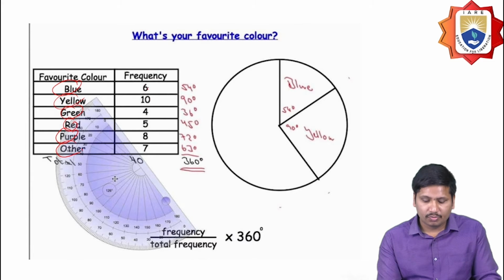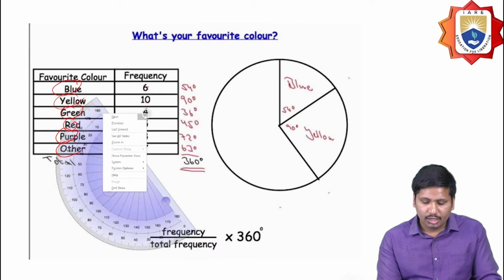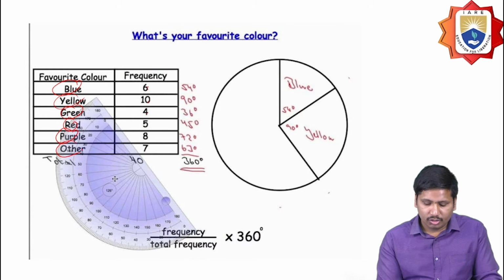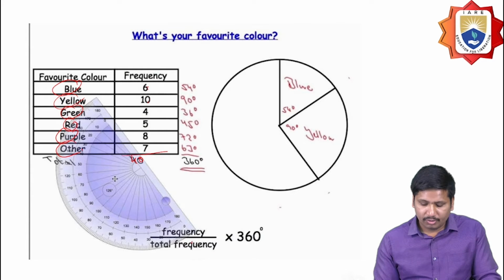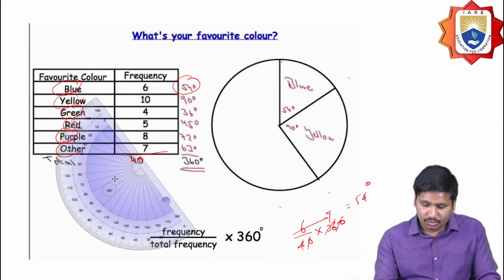So the frequency for each and every color: blue is 6, yellow 10 and green 4. Right? So what should be the total frequency? That should be 40. So 6 divided by 40 into 360, that is 54 degrees. So this should be the 54 degrees for blue.